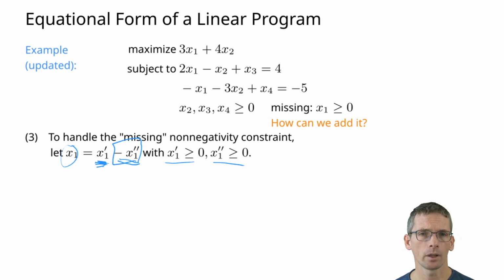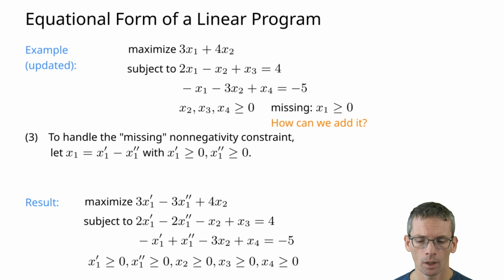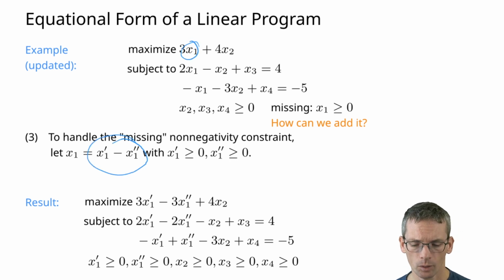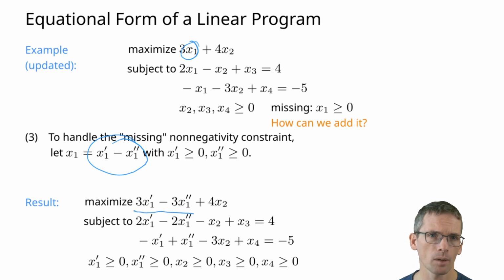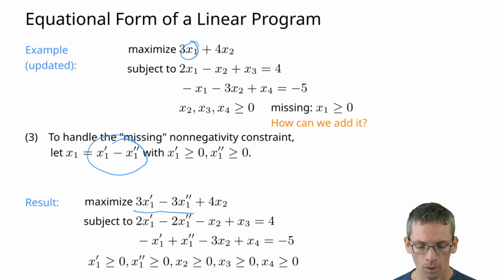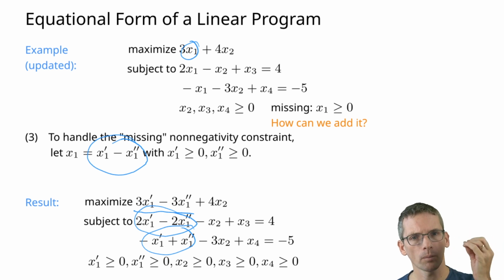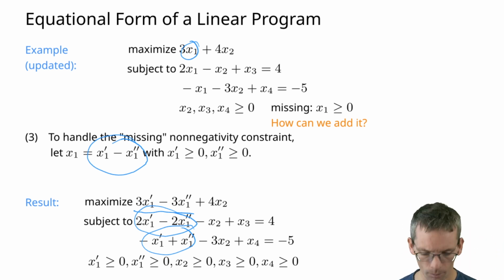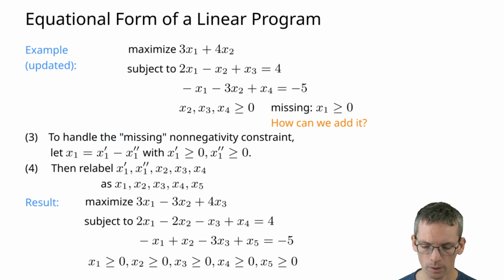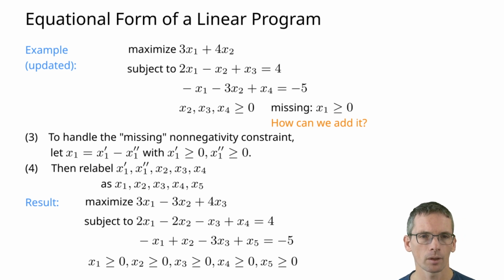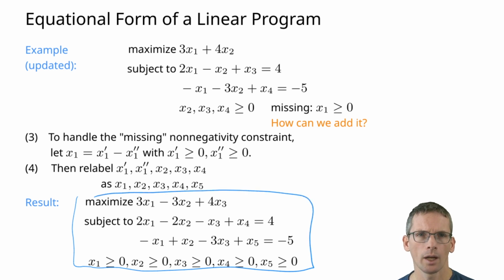And now the linear program looks as follows. We replace x1 by this here. So also in the objective function, we now have 3x1 prime minus 3x1 double prime plus 4x2. And then also down here, you see how we replaced x1. And now the linear program is in equational form. The only thing that we might still want to do is rename all of this. We just relabel the variables so that we really have x1 up to x5.